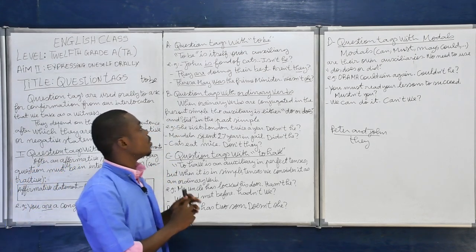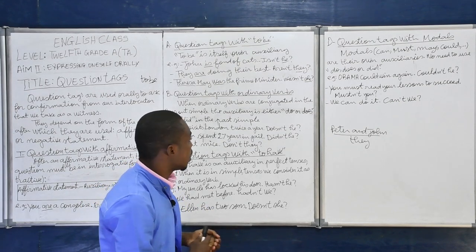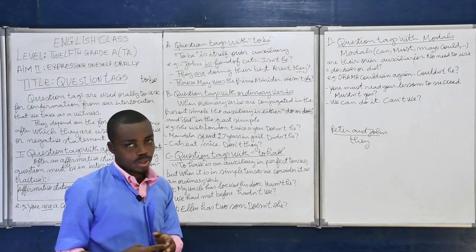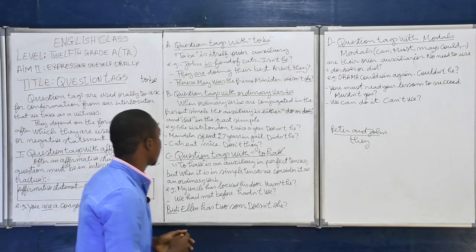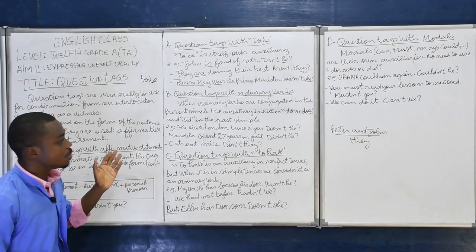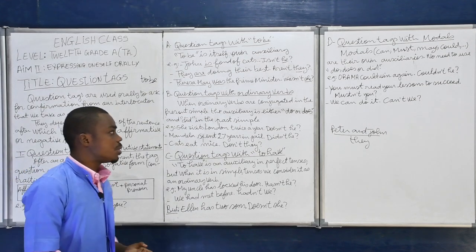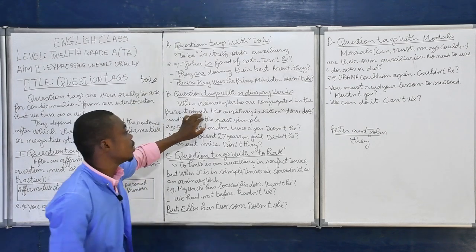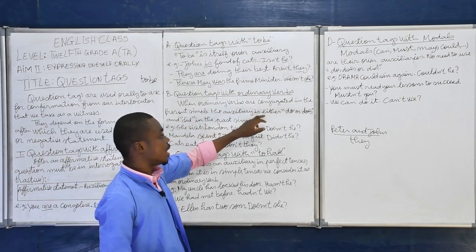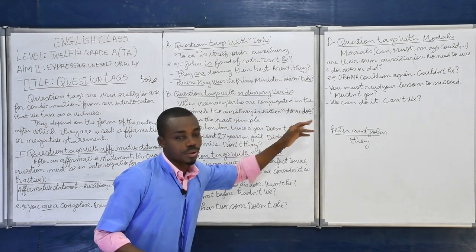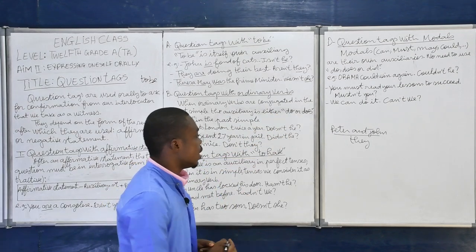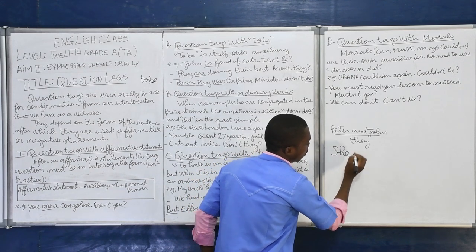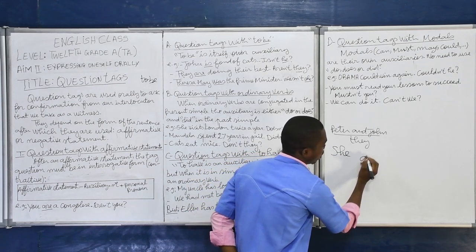That's for the verb to be. Okay? Now we move to question tags with ordinary verbs. Question tags with ordinary verbs. And we said, when ordinary verbs are conjugated in the present simple, the auxiliary is either do or does. This is to say, if the subject is she, the auxiliary is going to be does.